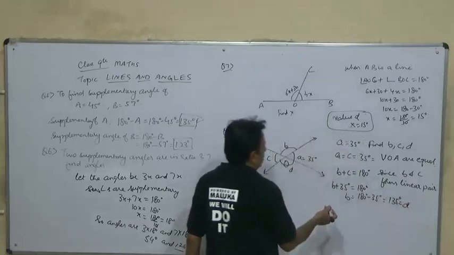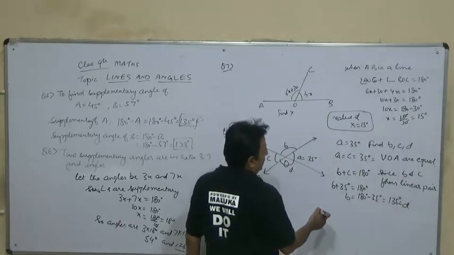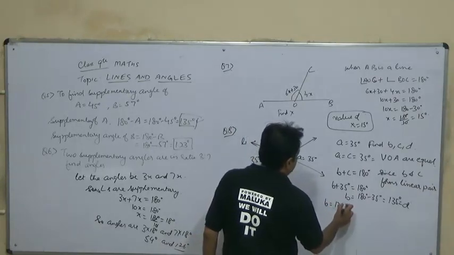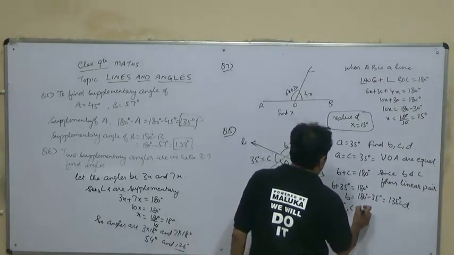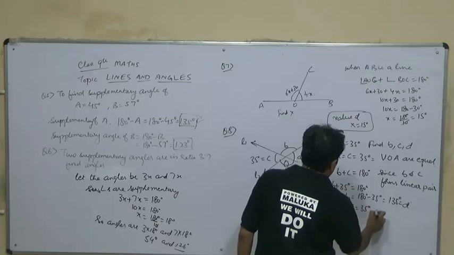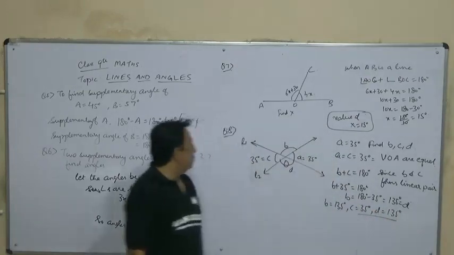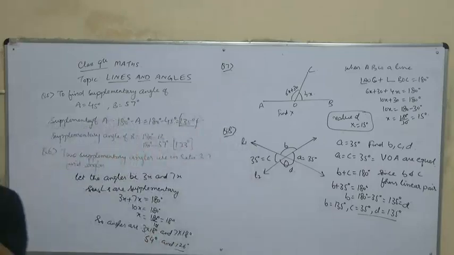So we get the values: B is equal to 135 degree, C is equal to 35 degree, and D is equal to 135 degree. So these will be the values of B, C and D. Then for the next question, we have to rub this part first.